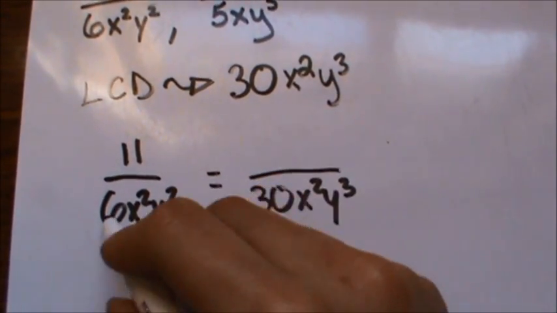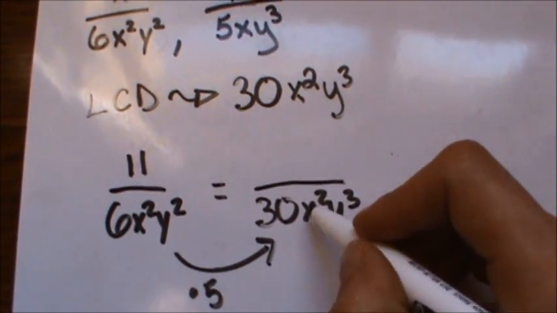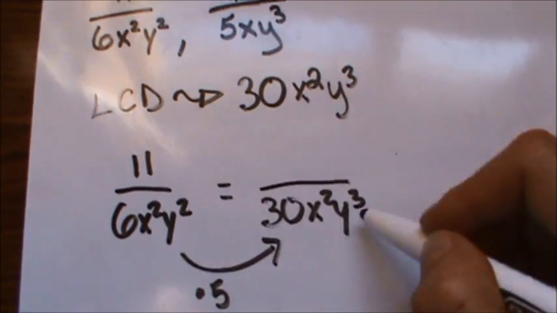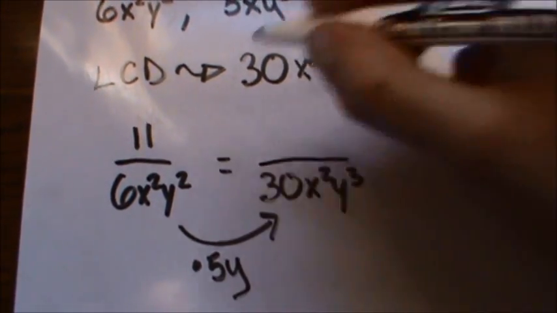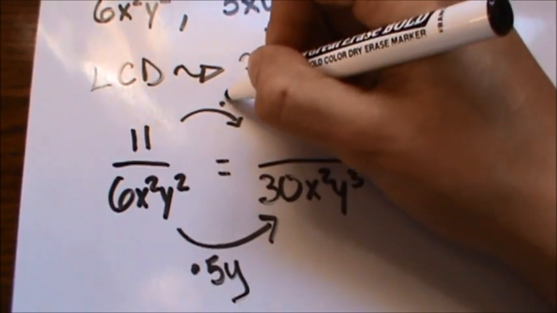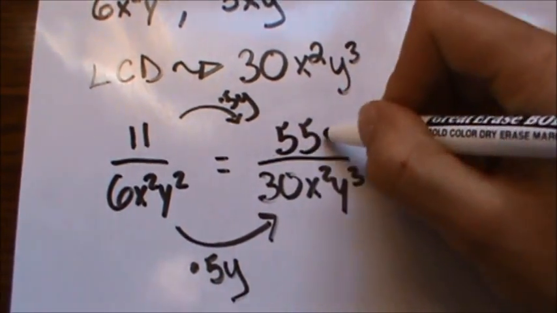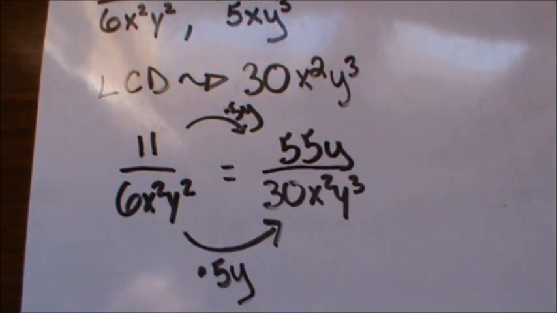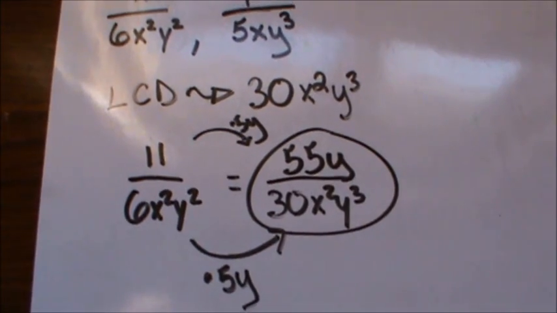Well, I need to multiply it by the 6 times 5. I already have the x squares, so that's fine. I have 2 y's over here, but only 1 y over there. So it seems like 5y is what I need to multiply my numerator by. If I multiply my numerator by 5y, I'm going to get 55y. So this is the first fraction written with the LCD.